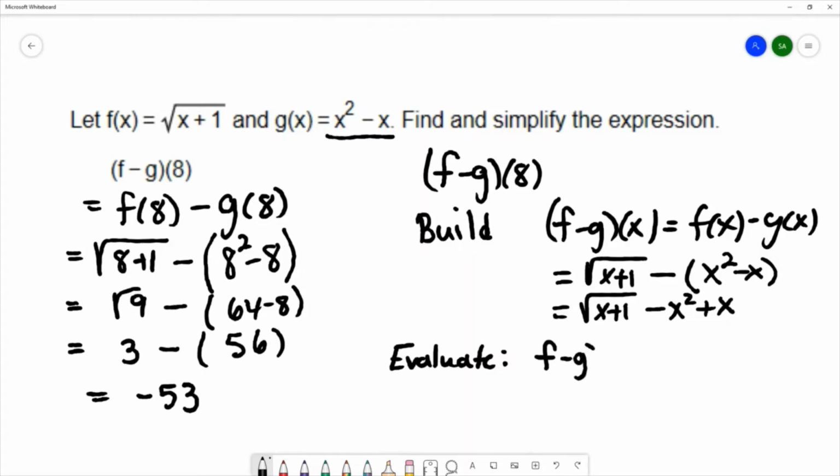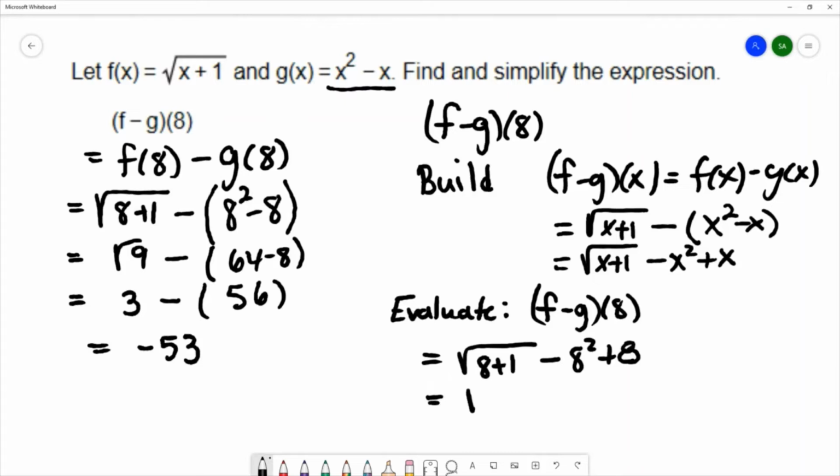F minus g of 8. That's square root of 8 plus 1 minus 8 squared plus 8. And then we'll simplify. 8 plus 1 is 9. 8 squared is 64. Square root of 9 is 3. Negative 64 plus 8 is negative 56. And 3 minus 56 is negative 53. So we have two ways to find the solution for this problem.